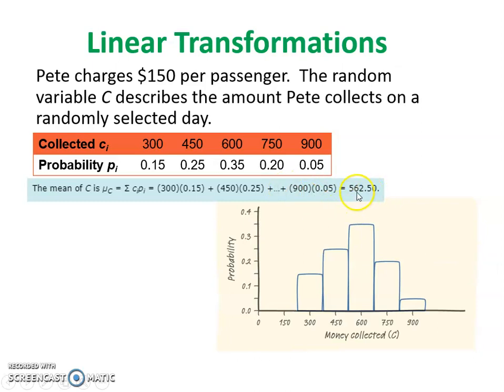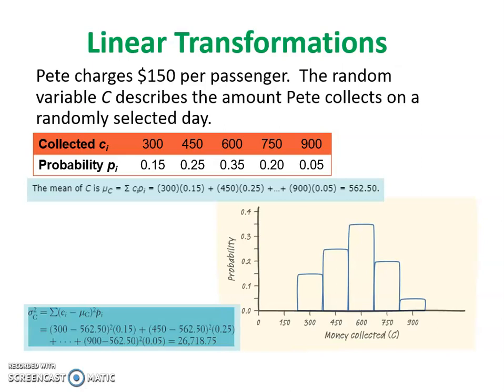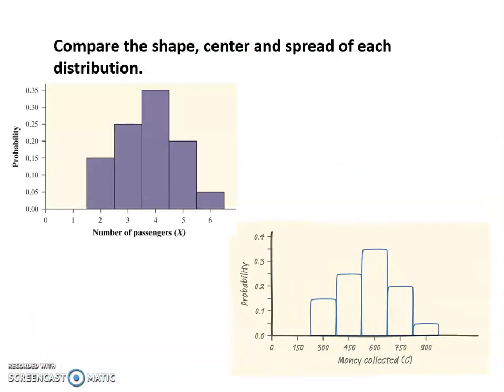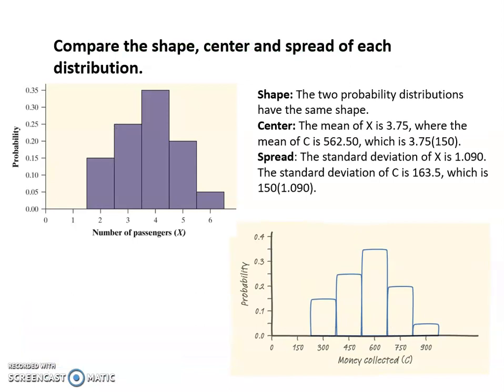Again, same idea. Our mean ends up being $562.50. For the standard deviation, again, start by finding the variance. Take each value of C, subtract the mean that we just calculated, square it, and then multiply by its corresponding probability. Add all those up, and then take the square root. So we end up getting a mean of $562.50 and a standard deviation of $163.50.